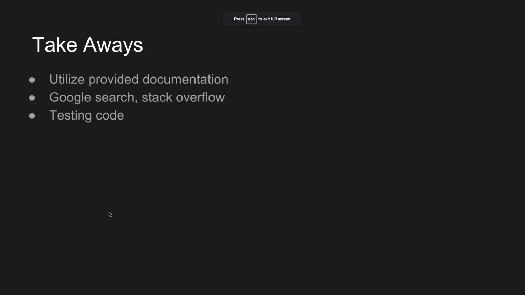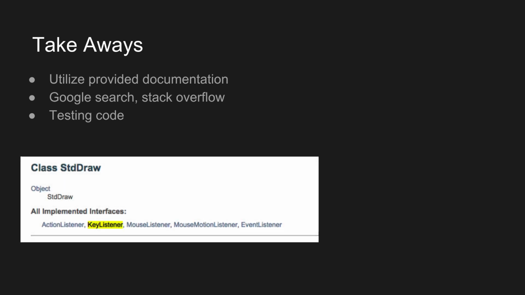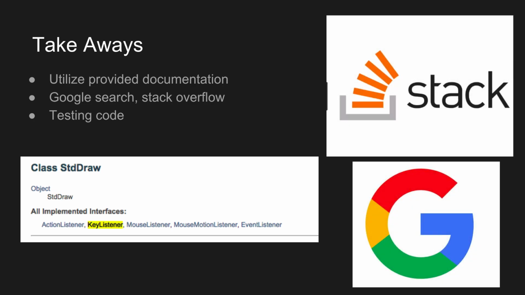So my takeaways. My first takeaway is to utilize provided documentation like the StdDraw class. And then I also learned how to use Google Search and Stack Overflow to help me get my questions answered because there's a lot of variety available. And then I also learned how to test my code and experiment with it in order to get what I needed in order to make the project function properly.